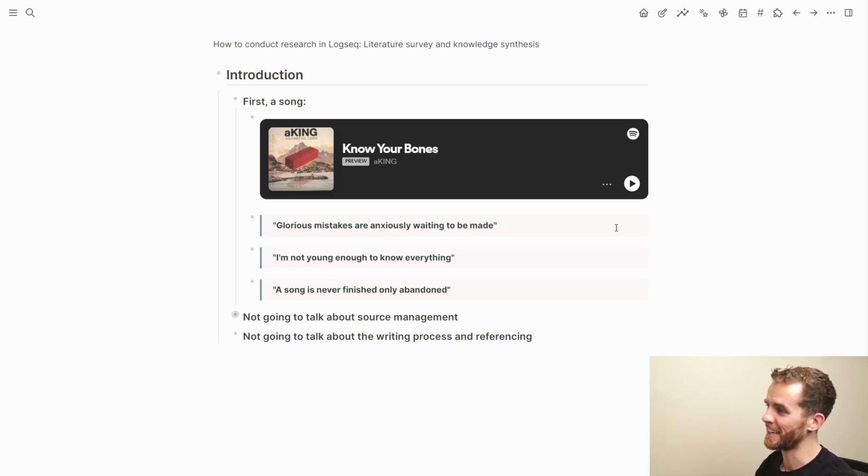And then the second point there is, "I'm not young enough to know everything." Basically, again, to the same point, I have not tested the system at large. What I have done is I've gone through my old thesis and I've applied some of the principles here, and I've also done a few new papers and I've tested those frameworks to make sure that they are scalable and that they work quite well, but I haven't actually taken it to its full fruition. I haven't written papers in Logseq, etc. So again, take it with a pinch of salt.